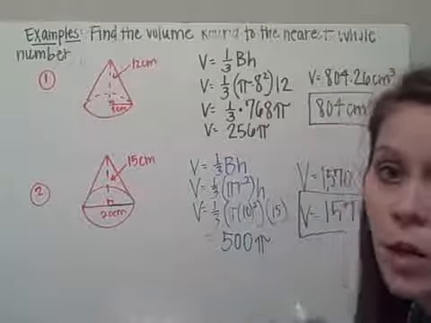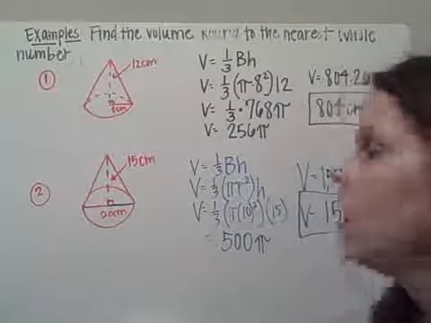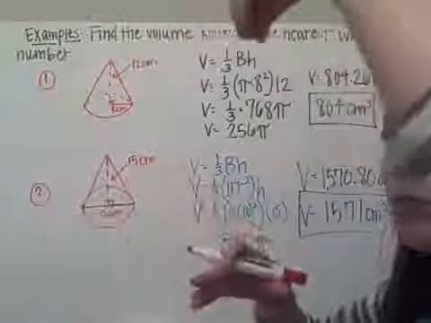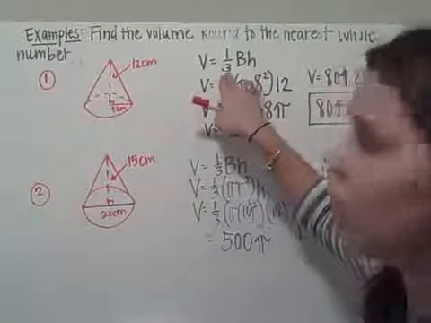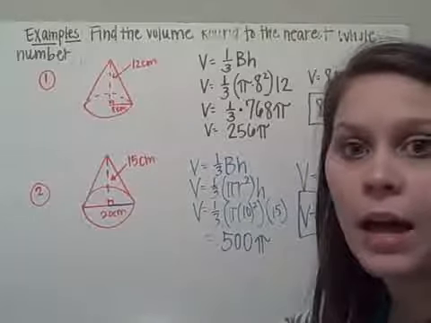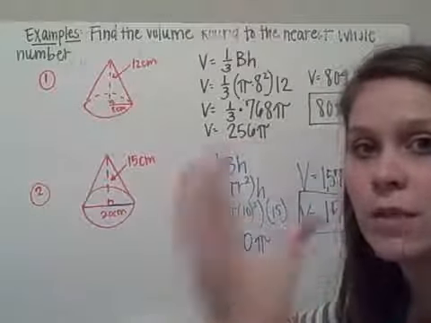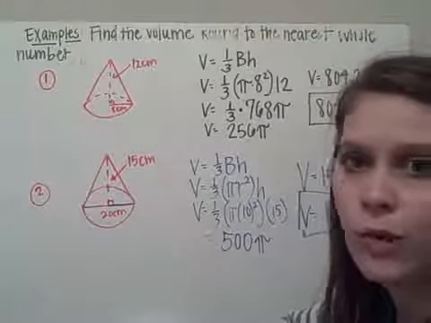Now we're going to look at some cones, and we're going to find the volume of the cone and round it to the nearest whole number. And remember, anytime it comes to a point, so our cones and our pyramids, it's always going to be that 1/3 being multiplied by the big B and the height. So anytime it comes to a point, it's going to be 1/3 times that big B, the area of the base, times the height of your whole figure.